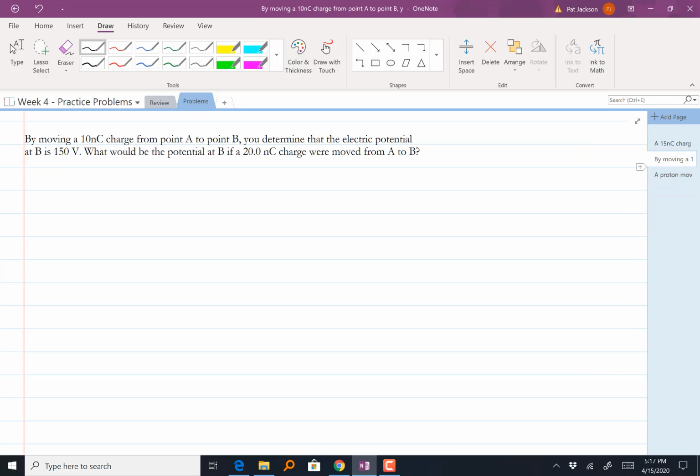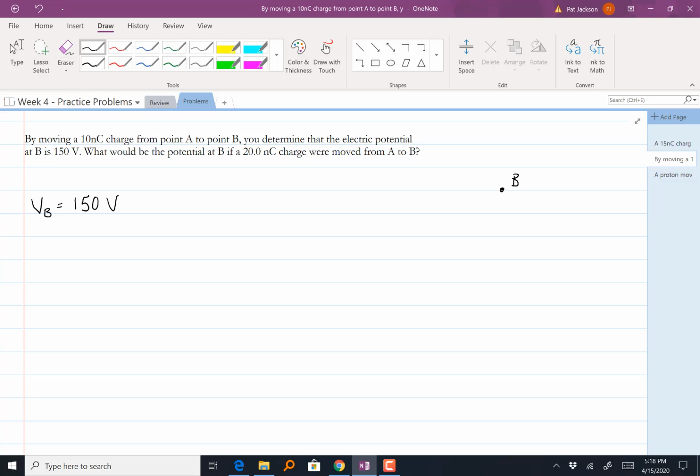We're saying by moving a 10 nanocoulomb charge from point A to point B, you determine that the electric potential at B is 150 volts. What would the potential at B be if a 20 nanocoulomb charge were moved from point A to point B? So we know that the voltage at B is going to be equal to 150 volts. There's some point in space, B, that has this voltage of 150 volts.